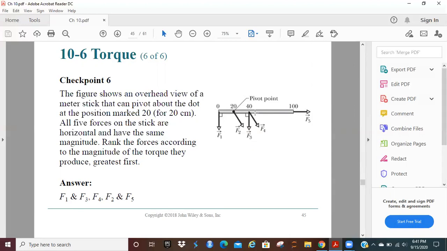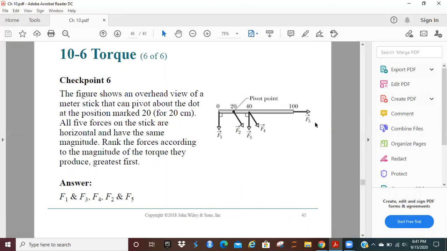Then if you look at the others, what about 2, 4, or 5? Both 4 and 2 are probably close to the same angle away from the arm. But this one over here is going to be a little further out along the arm than this one. Because of that, you're going to put F4 first, and then F2 is going to be next to last because it's close to the pivot point.